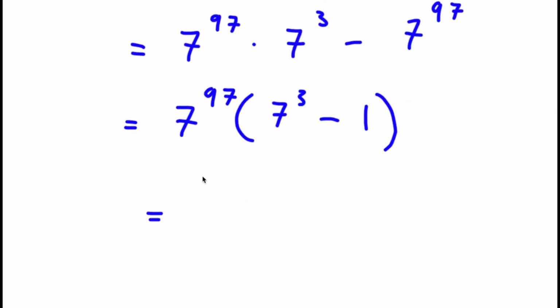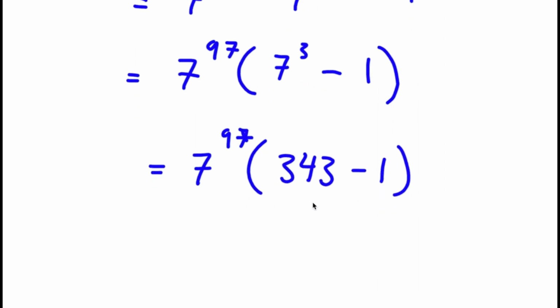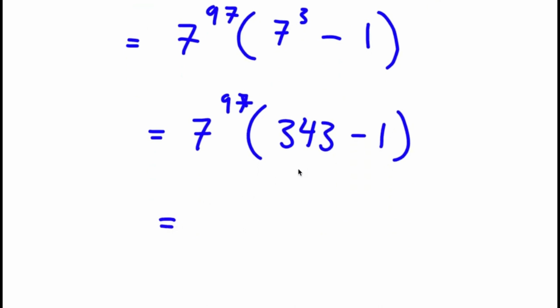So now this is the same thing as 7 to the power of 97 times 7 to the power of 3, that's equal to 343. So times 343 minus 1. Now 343 minus 1, that's 342. So my answer is 342 times 7 to the power of 97.